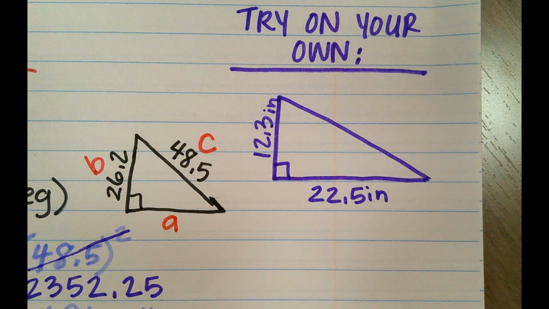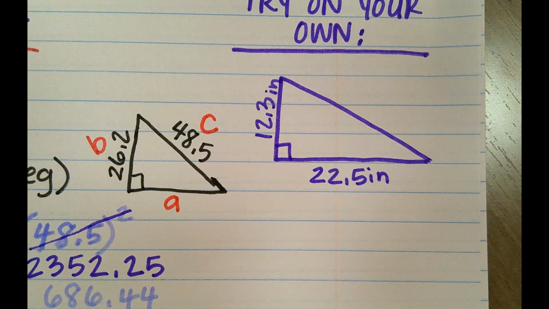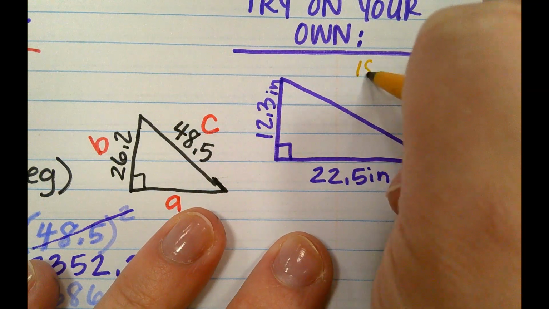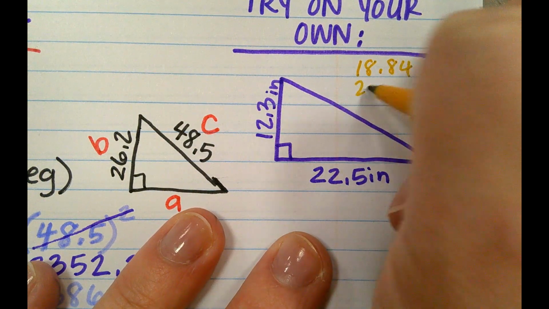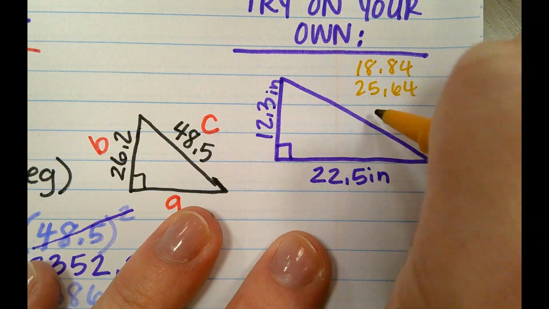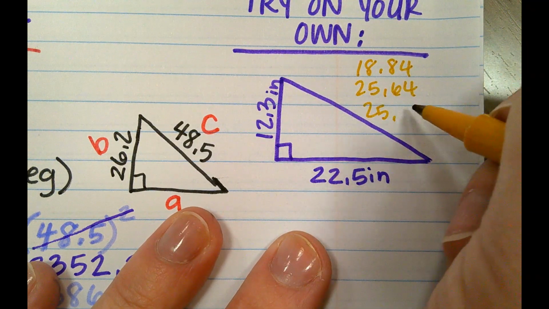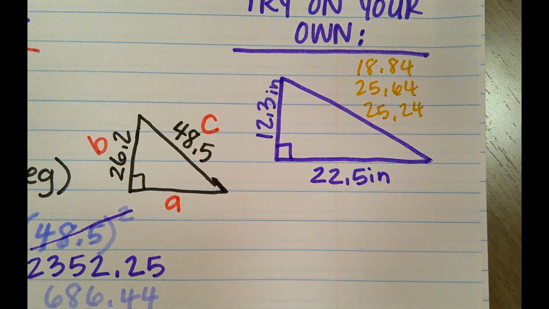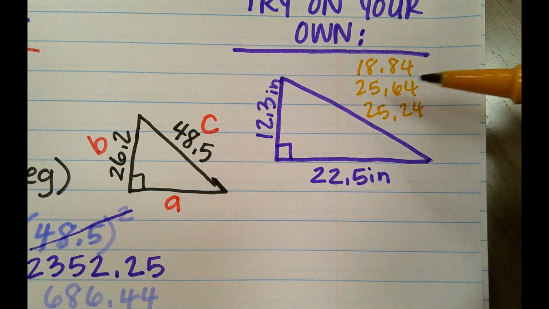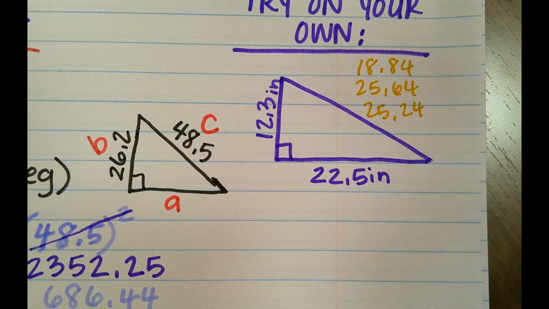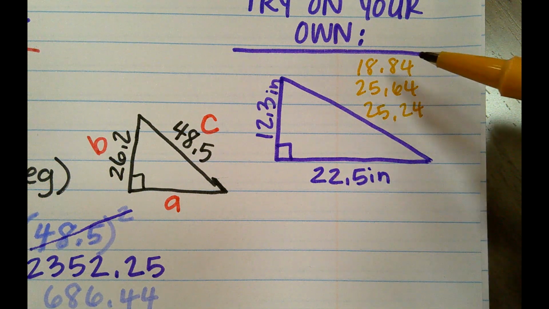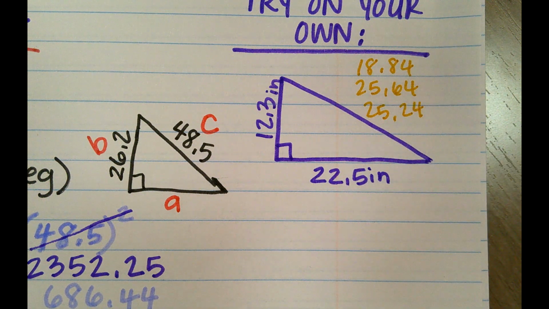All right. If you think you know the answer, shout it out. 25.64. Did anyone get different numbers? 25.24. Okay. 18.84. 25.64, and the other was 25.24. Okay, so 3 different answers. Did anyone get numbers different than these 3? Okay, so everyone got one of these 3 answers.